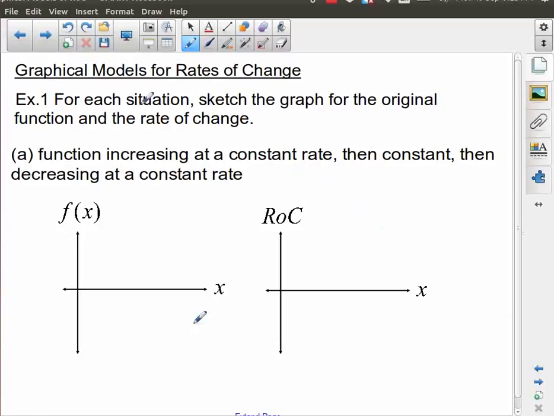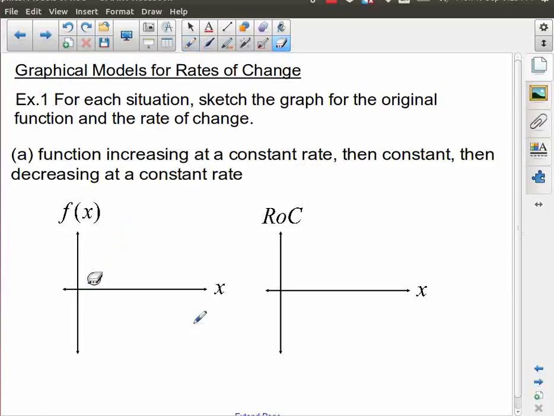Okay, so we're going to do some exercises now. I've described a bunch of situations, and in those situations I'm either describing the function or I'm describing the rate of change. So let's take a look at what we have here. The first one says that the function is increasing at a constant rate. First of all, what does an increasing function look like? That's an increasing function, that's an increasing function, that's an increasing function. It's something that in some way is going up to the right.